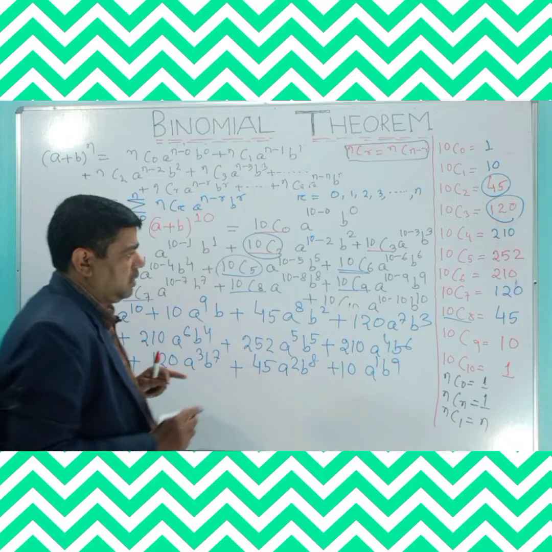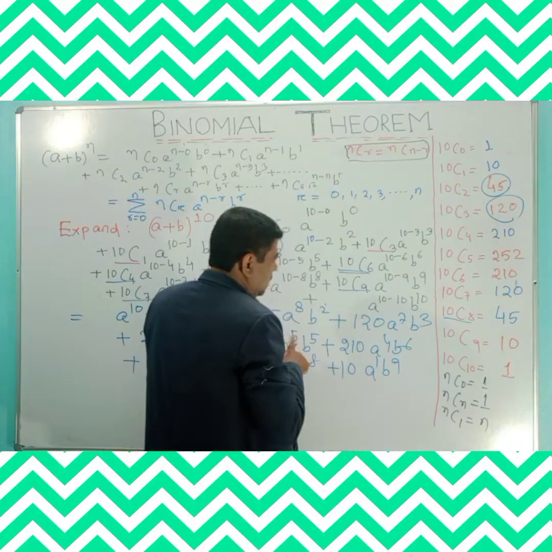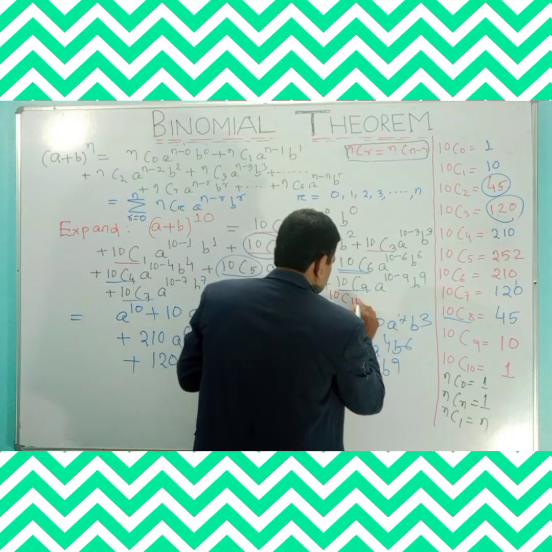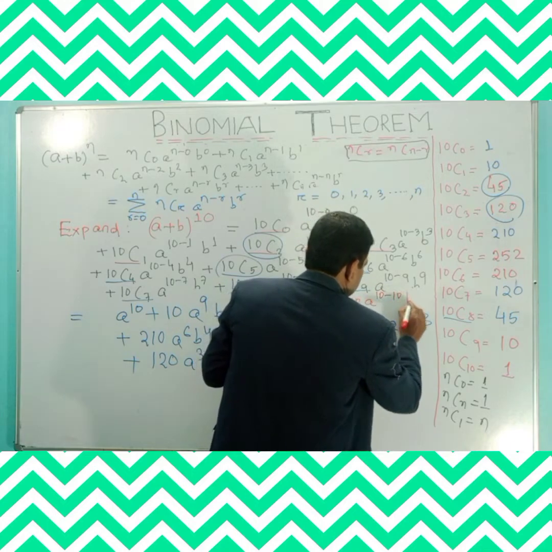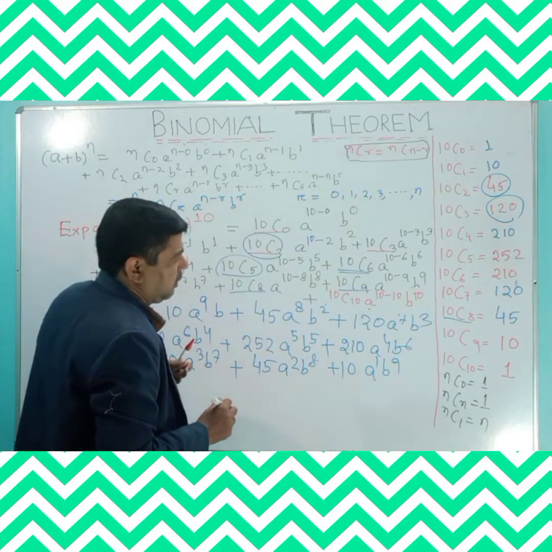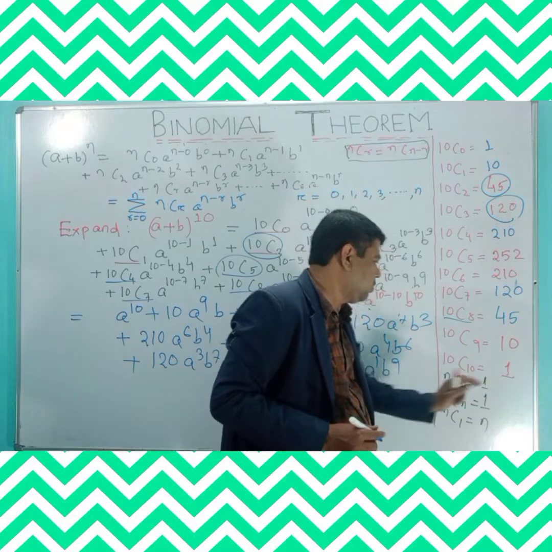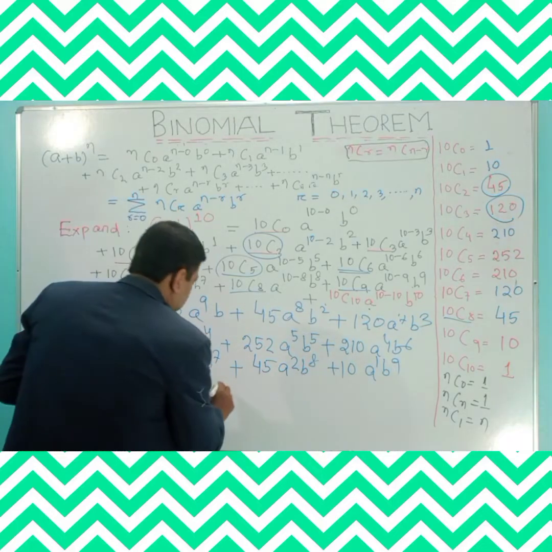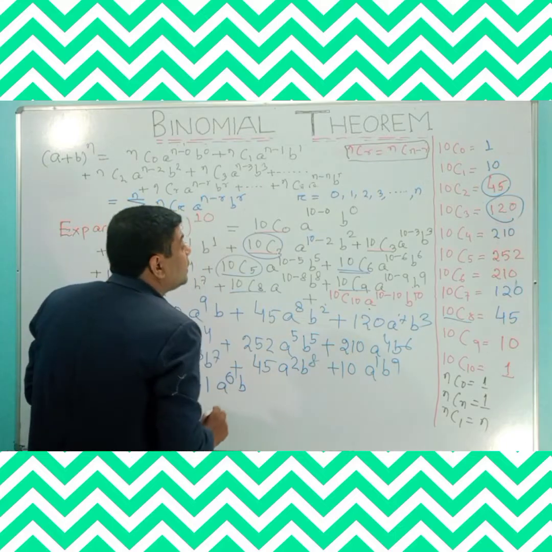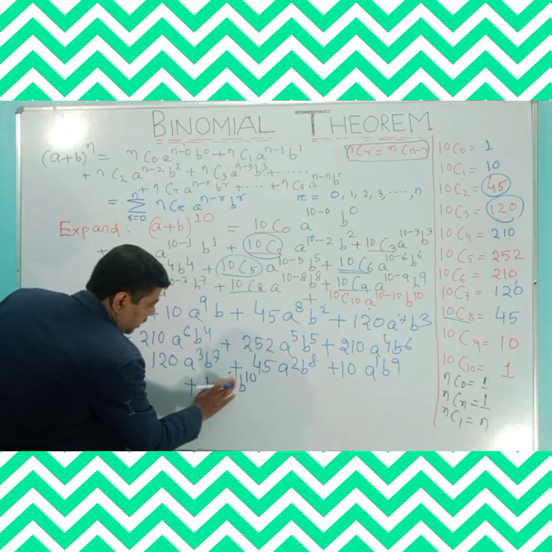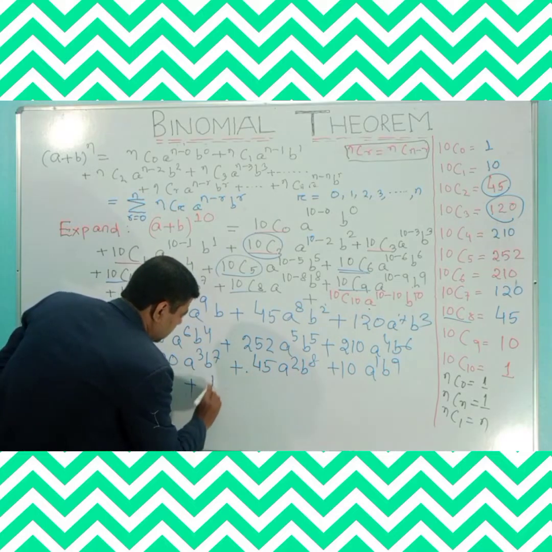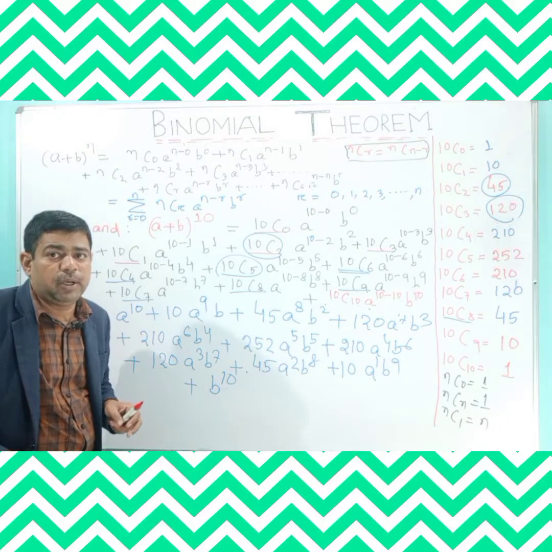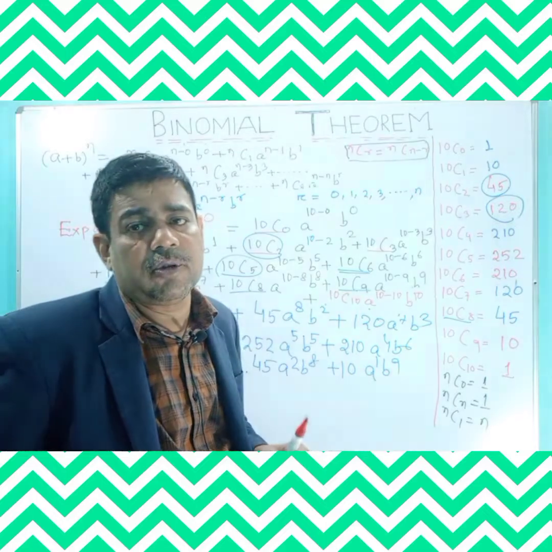And the last term is, once again clearly, 10C10, a to the power 10 minus 10, b to the power 10. So here you can write the 10C10 value. The 10C10 value is already 1; nCn value is always 1 using this formula. So 1 is the multiplicative identity, and a to the power 0 is 1, and b to the power 10. This last value will be b to the power 10. And this is the required expansion of the binomial expression a plus b whole to the power 10.